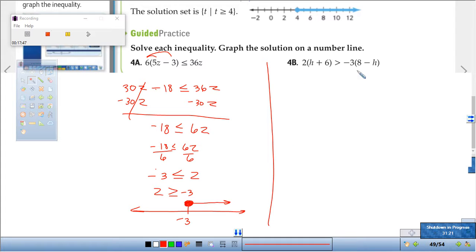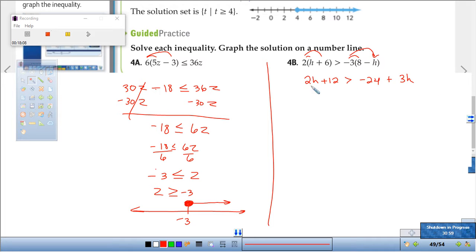4B. Okay, again, I always want the variable by itself. In this situation, I have double distribution. So I'm going to do this left-hand side right here. It gives me 2H, distribute here. I'm multiplying, guys. 2 times this. So I have 2 H's, and then I have a 12. And that's greater than, look at this part right quick. Multiply here, it gives me a negative 24. Multiply here, negative times a negative, positive 3H.